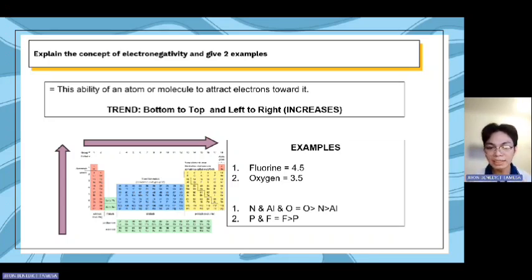So fluorine has a 4.5 electronegativity and oxygen is 3.5. Then from this set of elements, oxygen has a greater electronegativity than nitrogen, and nitrogen has a greater electronegativity than aluminum. Then same with phosphorus and fluorine, you can see that fluorine is on the left side compared to phosphorus, which means the electronegativity of fluorine, following the periodic trend of bottom to top and left to right, is higher than phosphorus.